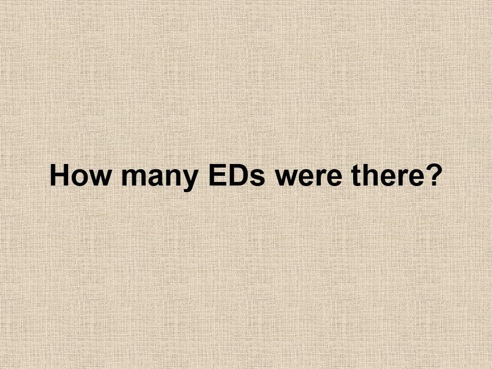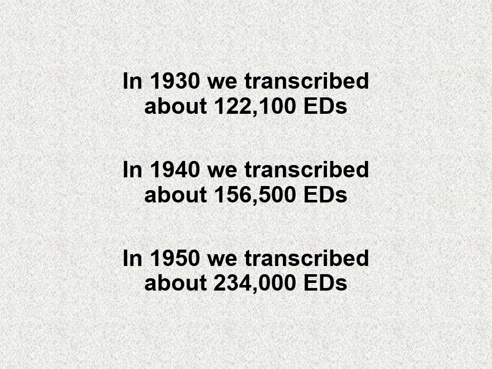How many EDs were there? Quite a number. In 1930, we transcribed over 122,000. In 1940, over 156,000. And in 1950, it just jumped much faster than the population to over 250,000 enumeration districts.